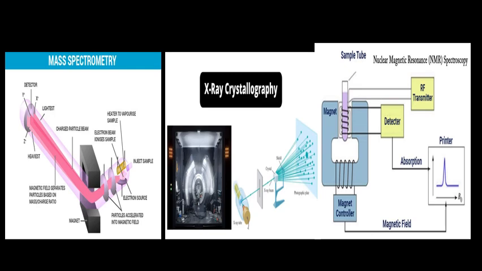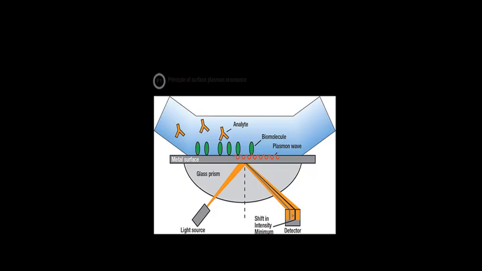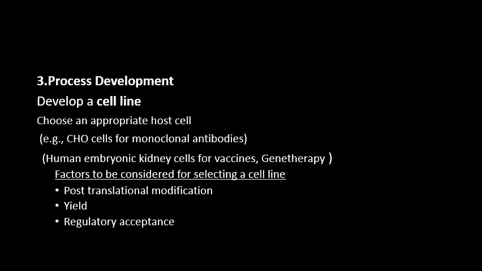And this is how you characterize them. These are various techniques, be it mass spectrometry, be it X-ray crystallography, or be it surface plasmon resonance. With all this, you will characterize it. These are various techniques used to characterize it. You do not have to know in detail about it. Once you have characterized it, you will develop a cell line. Remember what I told about biologics? They are generally produced from living organisms or cells. So you should develop a cell line that is capable of producing your biosimilar.